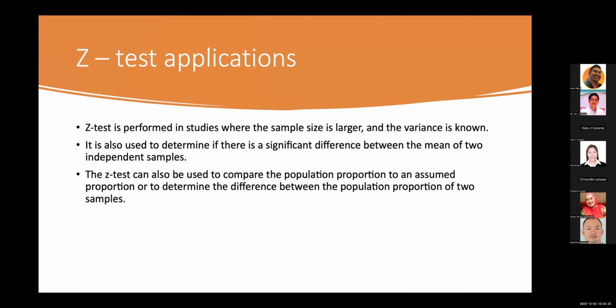Okay, so the Z-test applications: it is performed in studies where the sample is larger, more than 30, and the variance is known. It is also used to determine if there's a significant difference between the mean of two independent samples. So it can be used to compare the population proportion to an assumed proportion or to determine the difference between the population proportion of two samples.